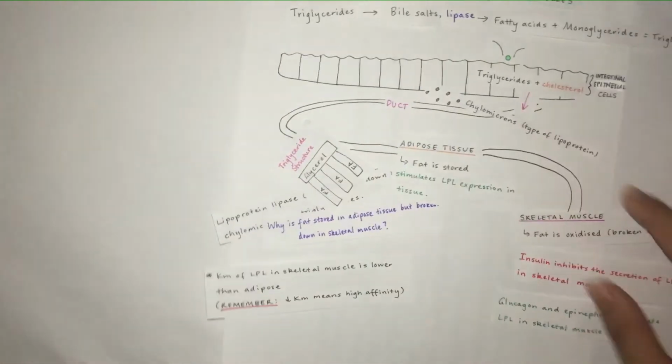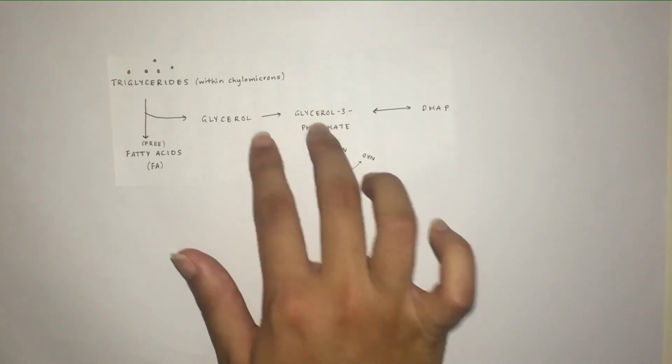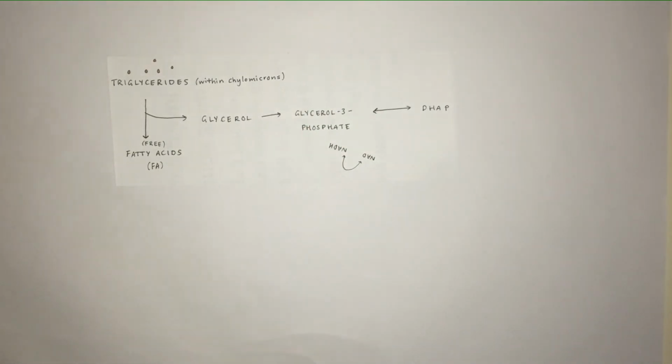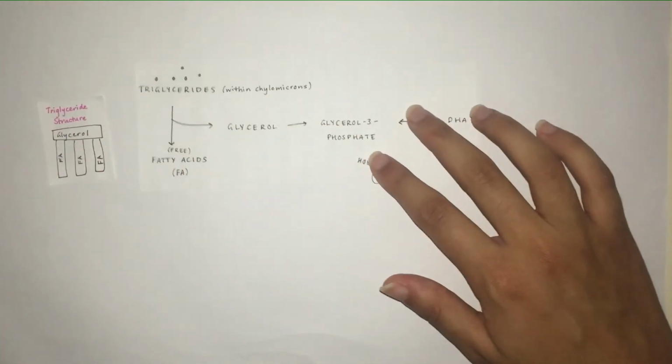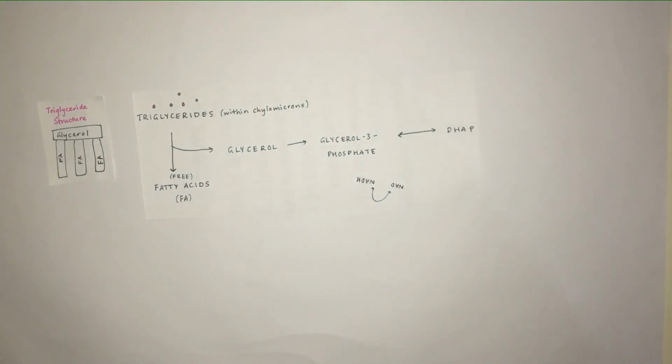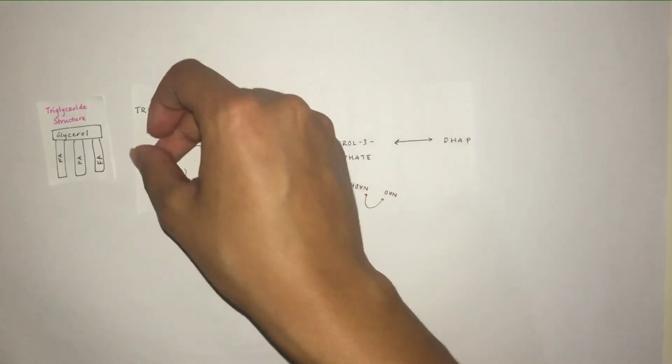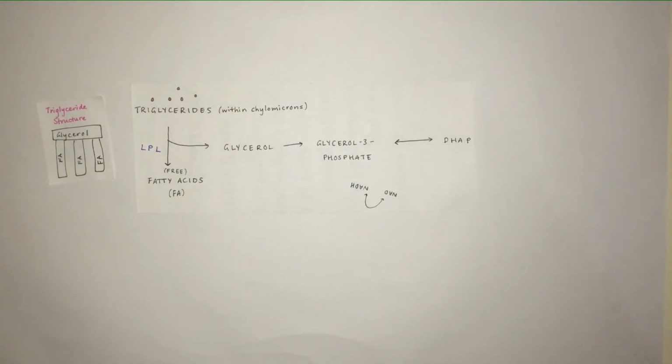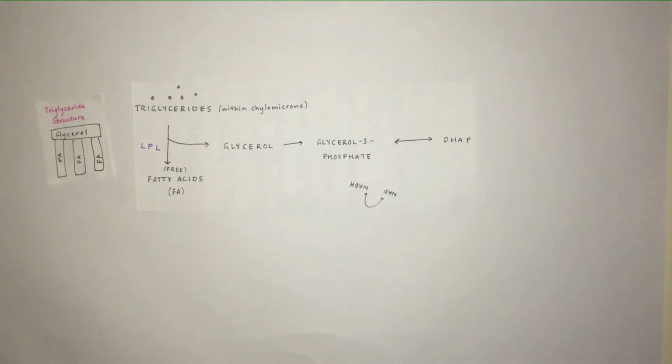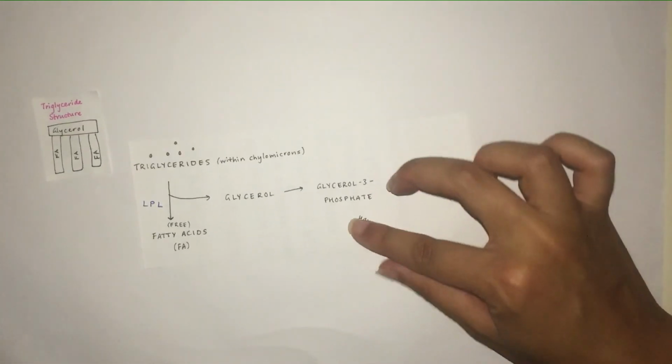Let's take a look at what happens to the triglycerides once they get where they need to be. We have our triglycerides, which are in our chylomicrons, and they can be broken down into the fatty acids and glycerol, because remember, glycerol and fatty acids are the components of triglycerides. So our triglycerides can become glycerol or free fatty acids. They become free fatty acids by the enzyme LPL, and LPL is also responsible for making the triglycerides become glycerol. So it's separating the glycerol from the free fatty acids. The free fatty acids hang around in the body, but the glycerol can be broken down further.